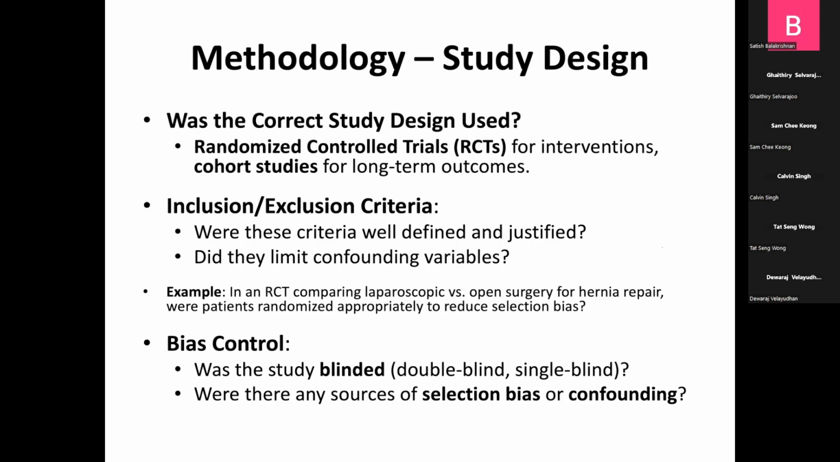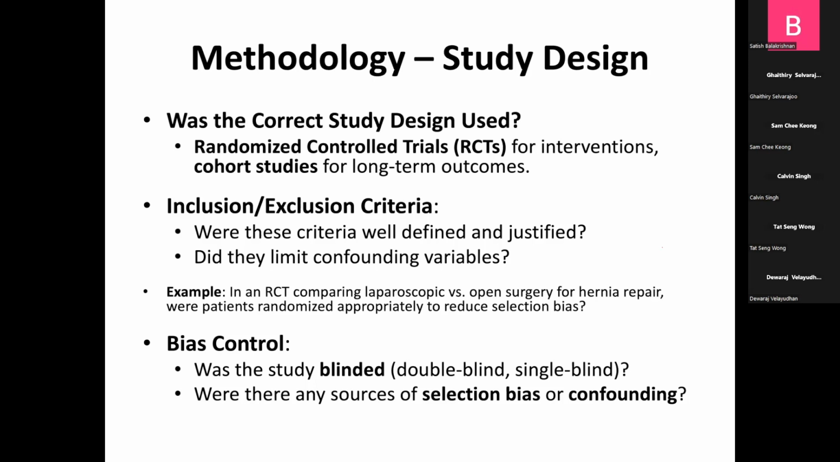Because if you don't look at them, how do you know that the diabetes was not the one causing infection? And that's the confounding variables. So in your own paper appraisal, you need to see, was the inclusion-exclusion criteria justified? Did they actually think about the confounding variables and remove them or limit them as necessary?